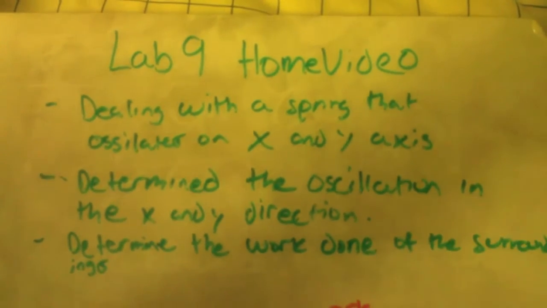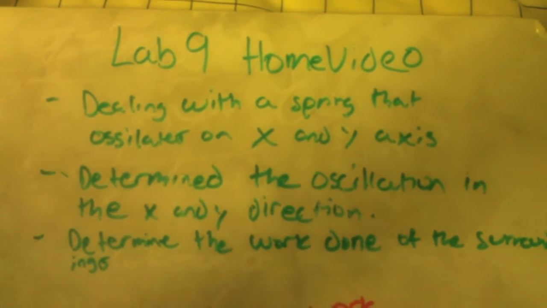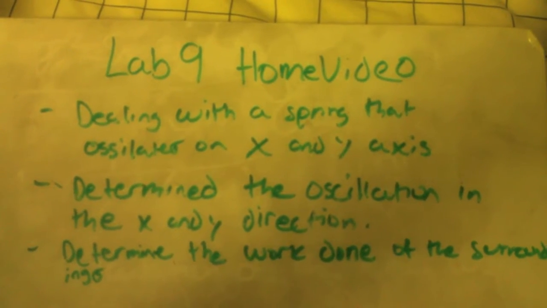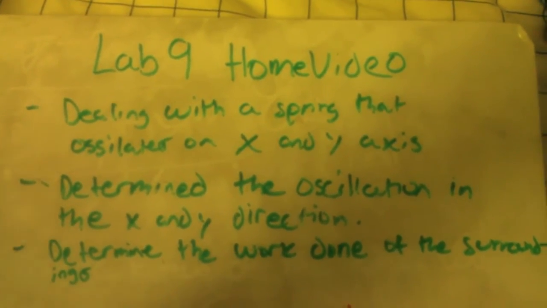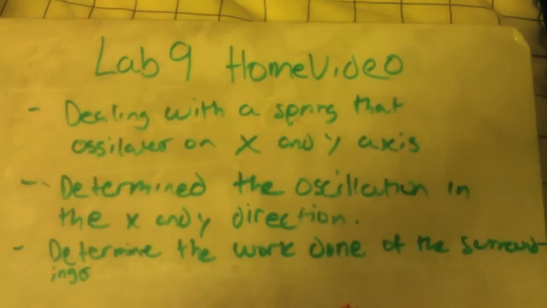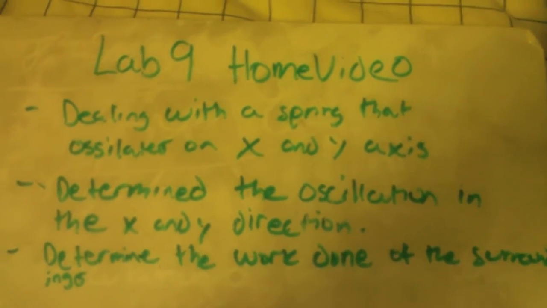This is the Lab 9 at-home video, and in this video we will be dealing with a spring that oscillates on both the X and Y axis. Also, we'll have to determine the oscillation in the X and the Y direction, and determine the work done by the surroundings when we include the spring in the system.